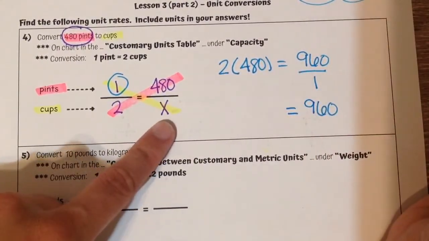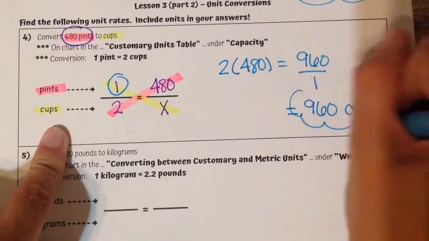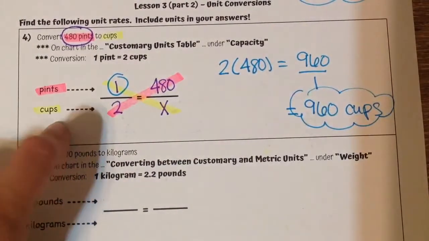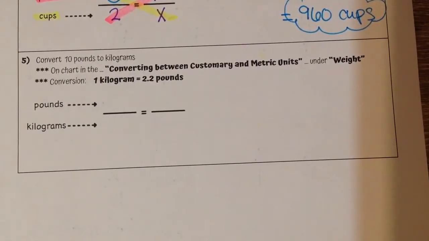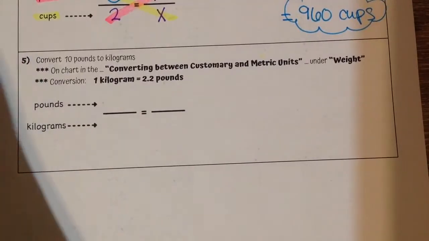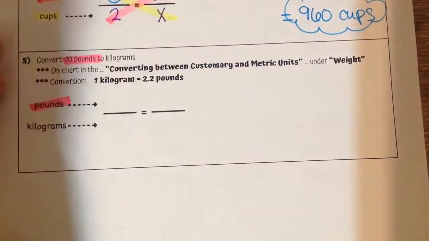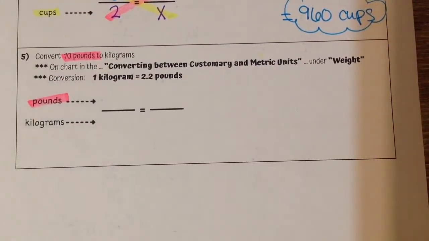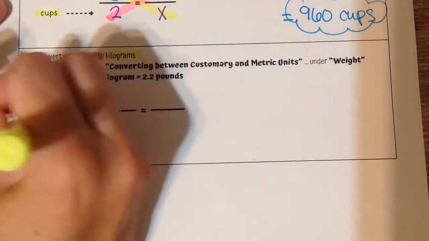What were we solving for? Our x is on the bottom. We were solving for cups. That's what it matches up with. All right, one more. Convert 10 pounds to kilograms. So let's identify the units that we're talking about here. We've got 10 pounds, so pounds is the first one. And we've got kilograms as our second one here.